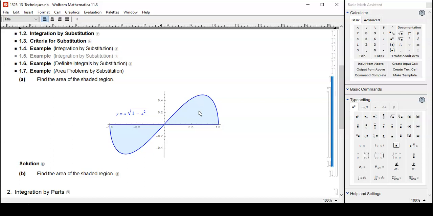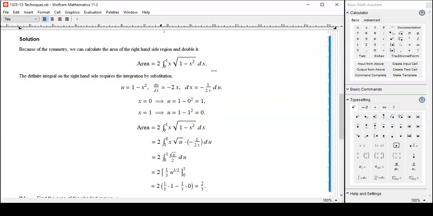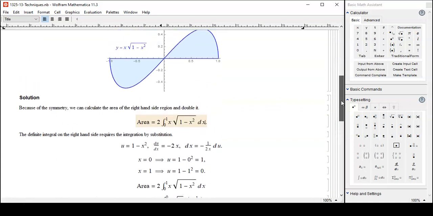How do you do that? Well, I'll look at the symmetry and find out this area and simply double it. Yep, this is the integral I'm going to do.